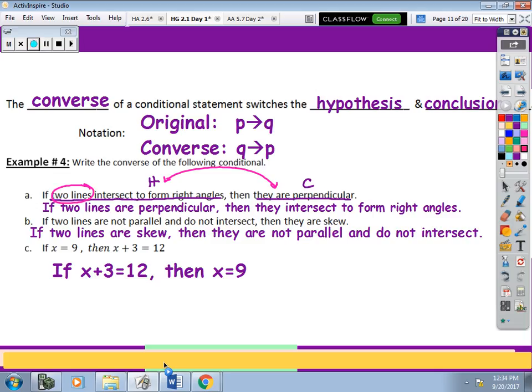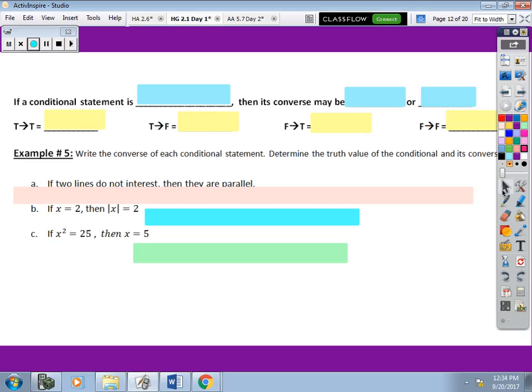Below, we're going to also identify truth values with each of these. The big thing to remember is that just because the original statement is true, the converse is not necessarily true, and vice versa. If the conditional statement was false, when we flip it around, it might become true. So that's what our next little part says. If a conditional statement is true, its converse could be true or false. You have to test it and think through your counterexamples.